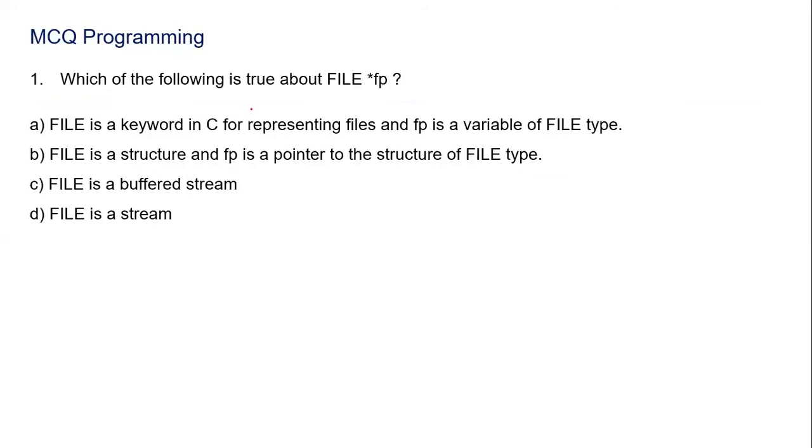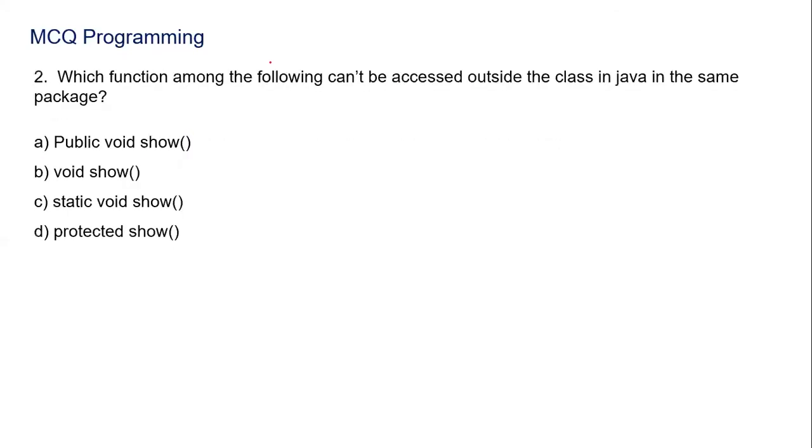The first question is, which of the following is true about FILE asterisk FP? So FILE is a structure and FP is a pointer to the structure of FILE type. So the correct answer is going to be B. No doubt on that. Okay, so the correct answer is B. Go to the second question.